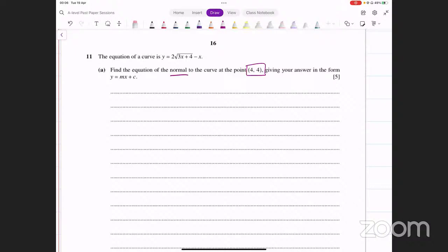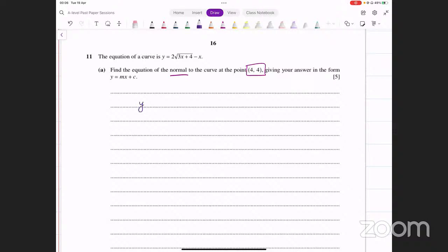अच्छा, normal की equation कैसे आती है? आप क्या करोगे? कर्व का डेरिवेटिव फाइंड करोगे और वो आपको कर्व का ग्रेडियंट दे देगा, उसका नेगेटिव रेसिप्रोकल कर लेंगे तो नॉर्मल का ग्रेडियंट आ जाएगा. That's what we do here.